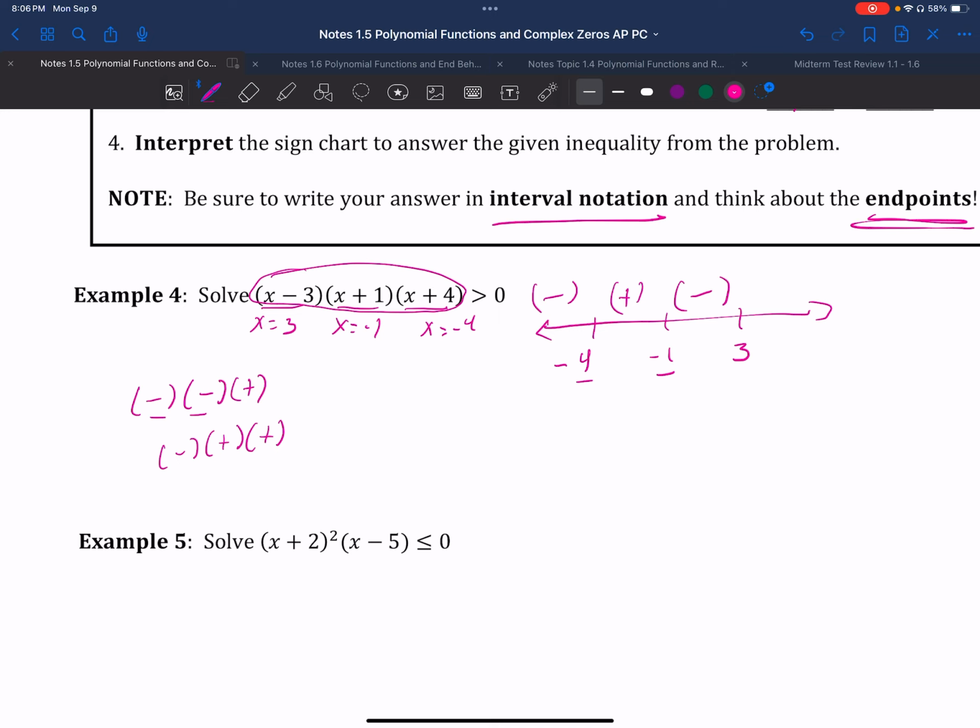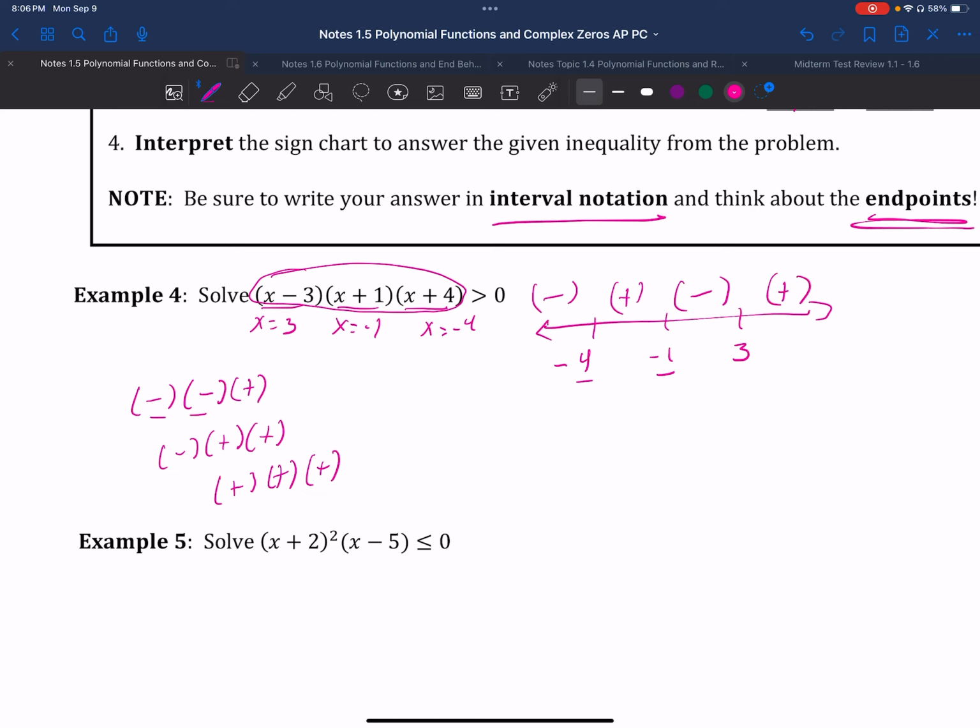Last one, a number bigger than 3, like 4. 4 minus 3 is positive. 4 plus 1 is positive. And then 4 plus 4 is positive. So since they're all positive, my last interval is positive.